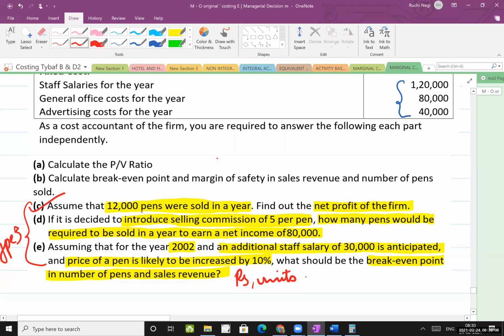Assume that 12,000 pens were sold in a year. Find out the net profit of the firm. There are two ways to solve this particular condition. I'll show you both the ways to verify the answer. Now the first thing is assume that 12,000 pens were sold in a year. ठीक है, हाँ ध्यान दो. What I'm doing.